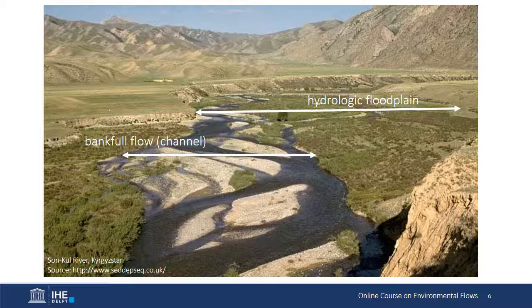Bank full flow, or stage, is a widely used standard for comparison among rivers and has been studied in thousands of rivers around the world. The discharge corresponding to bank full flow varies from river to river, but on average it's equivalent to a flow that's exceeded every 1.5 years. The dimensions of the channel and floodplain are clearly visible in this photograph of the Songkul River in Kyrgyzstan. Note that at the time of this photo, the river was not flowing at bank full flow, which is normal.